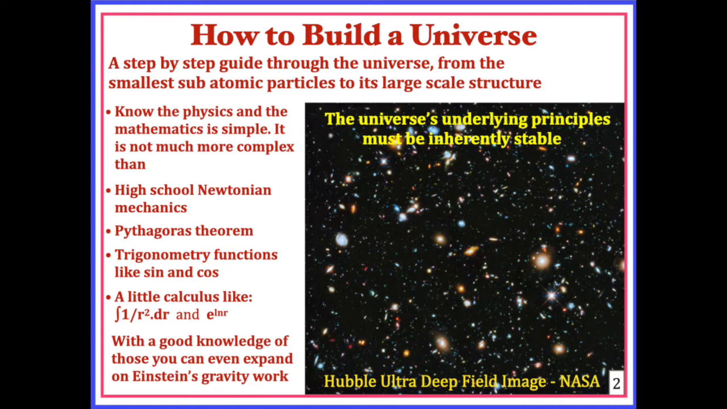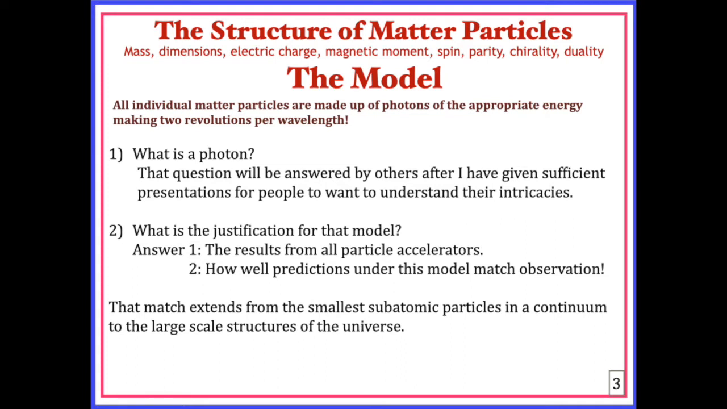The fundamental premise of what follows is that all individual matter particles are made of photons of the appropriate energy, making 2 complete revolutions within their wavelength. And this may raise a few eyebrows and request some answers to the questions. However, I'm sure the first question is, what is a photon? That's a very good question, the answer to which necessitates an in-depth mathematical discussion. The choice is between giving an in-depth presentation that many may not be able to follow, or apply the results of that presentation to show how this model does work.